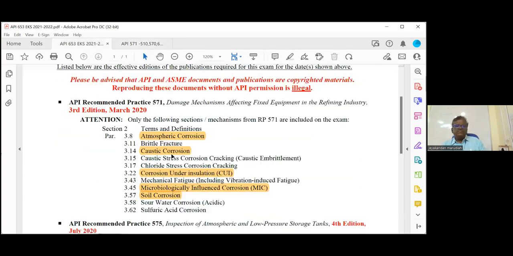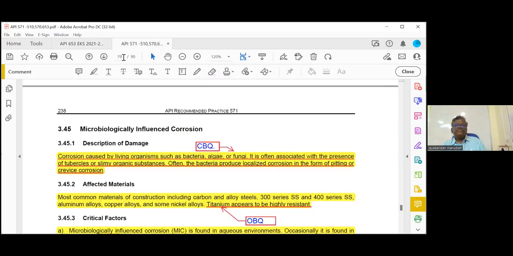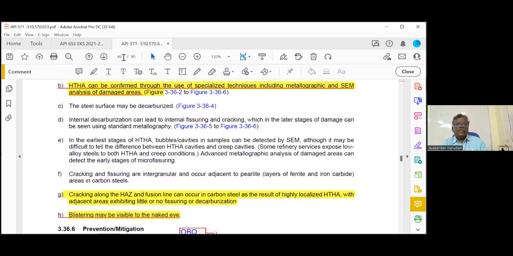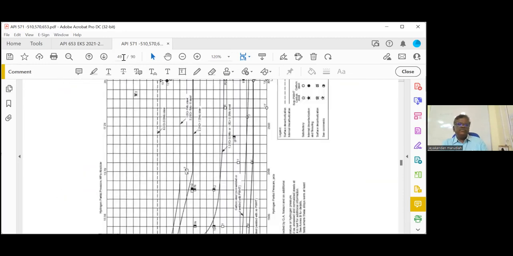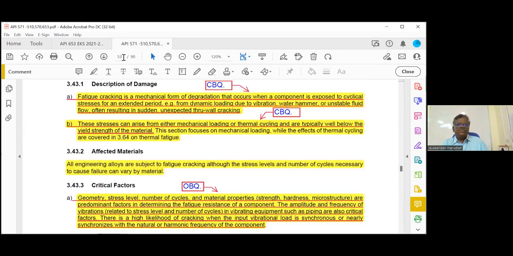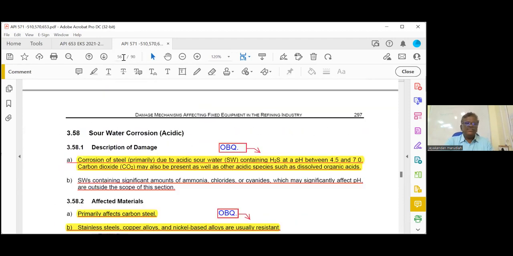The next one is sour water corrosion, acidic. No, I am using a different book because it is common for combined API 510 and 570.